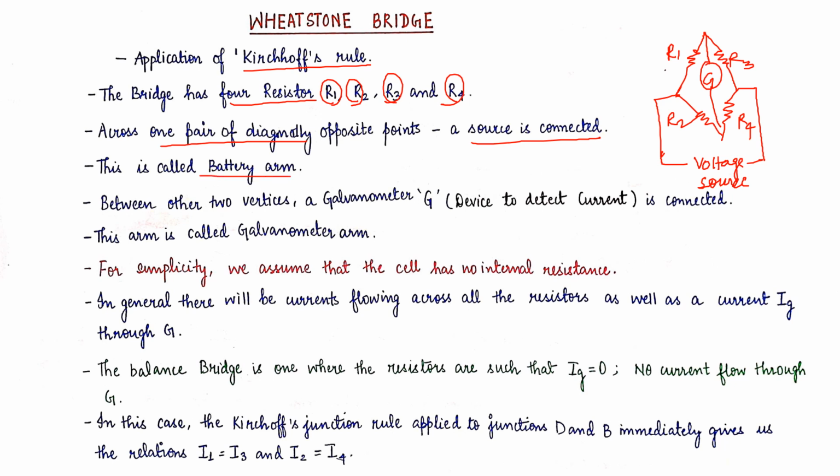This is called the battery arm. So which is the battery arm? This is the battery arm. Between the two vertices, a galvanometer G, a device to detect current, is connected. And this arm is called the galvanometer arm.